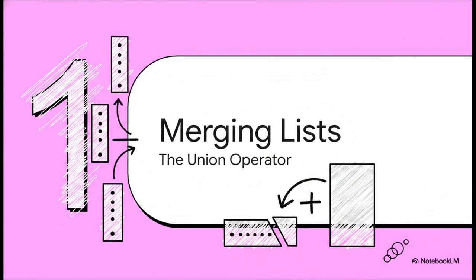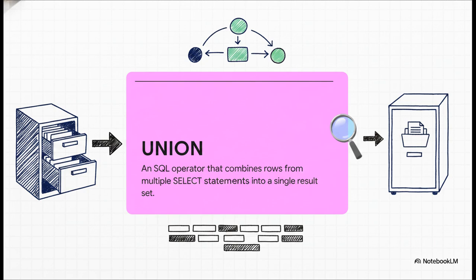Section 1. Merging lists. The union operator. To solve this very real data dilemma, SQL gives us an incredibly powerful tool to take these fragmented lists and seamlessly stack them on top of each other. It's a foundational concept, but honestly, once you master it, it completely changes how you interact with databases.